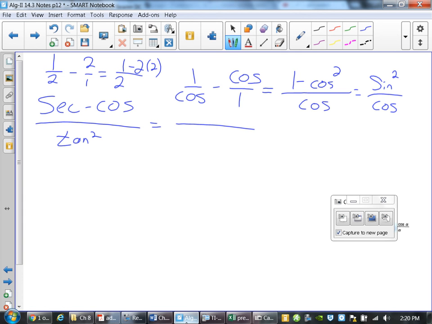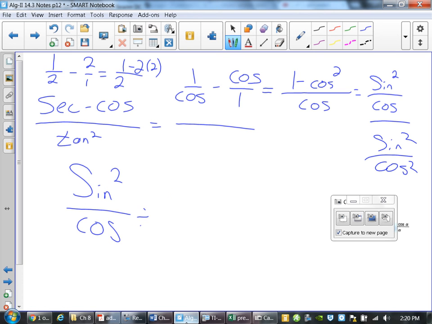Numerator, I have everything written right now in terms of sines and cosines. Do the same with the denominator. Tangent squared in terms of sines and cosines would be what? Sine squared over cosine squared. So as of right now, I have that complex fraction. Rewrite it horizontally. Sine squared over cosine divided by sine squared over cosine squared.